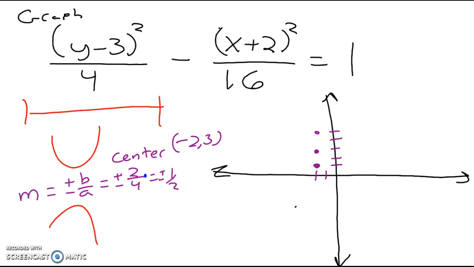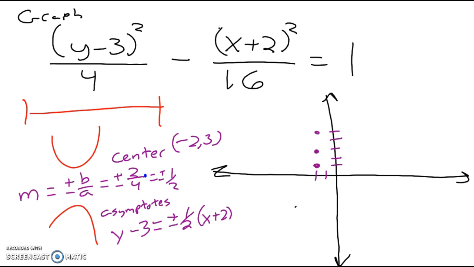Since we go through the center, the asymptotes have the equation y minus y of the center equals the slope times x minus the x of the point.